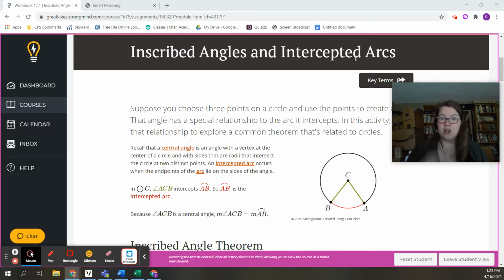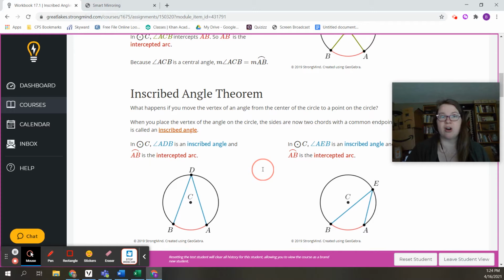So first of all, we know that if we have a circle like this one, we have inside angle ACB is a central angle. We know that. But then we have the part that it intercepts right there. That is called an intercepted arc. So if it's part of a circumference, it is called an intercepted arc.